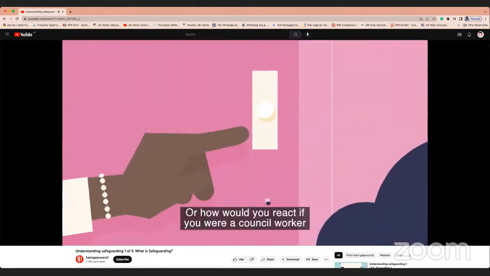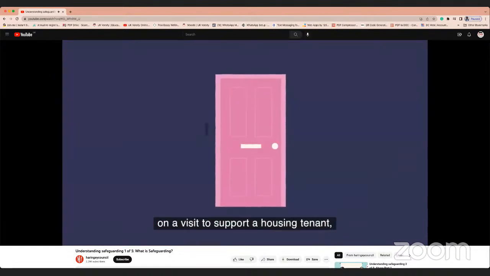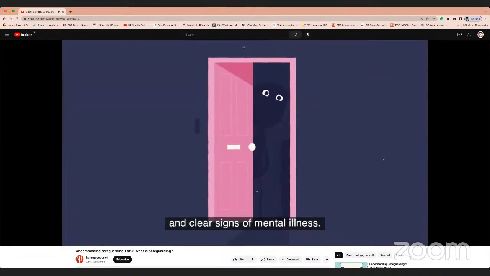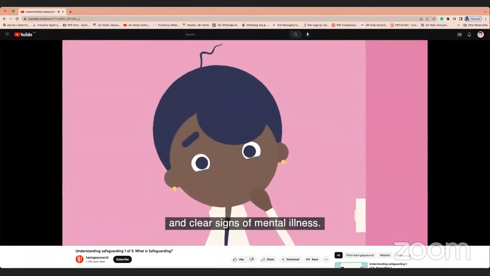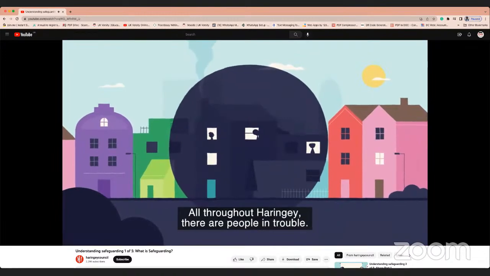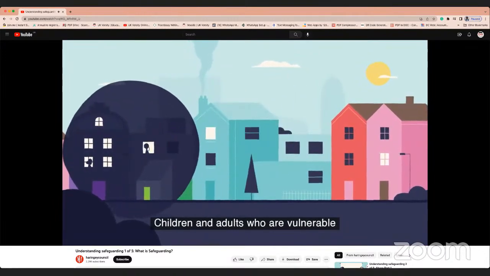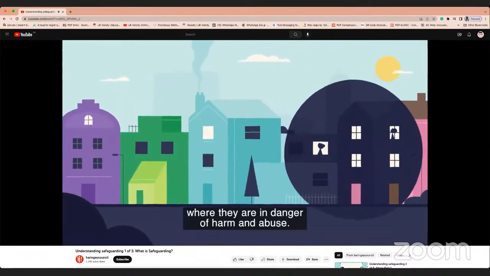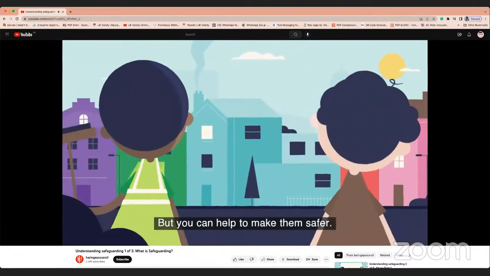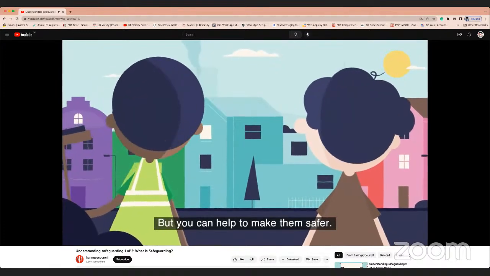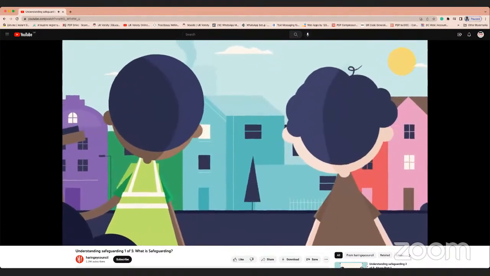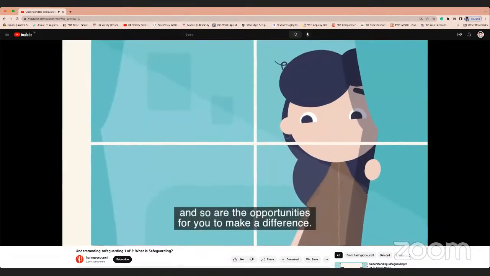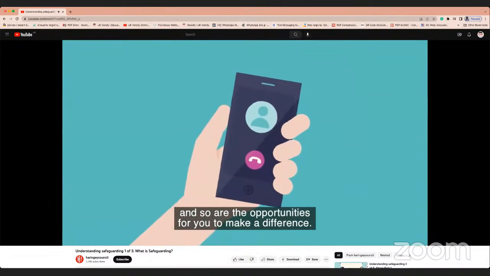Or how would you react if you were a council worker on a visit to support a housing tenant? You discovered a disturbing scene of self-neglect and clear signs of mental illness. All throughout Haringey, there are people in trouble. Children and adults who are vulnerable and living in conditions or experiencing situations where they are in danger of harm and abuse. But you can help to make them safer. These films will show you how. All of these stories and people are real, and so are the opportunities for you to make a difference.